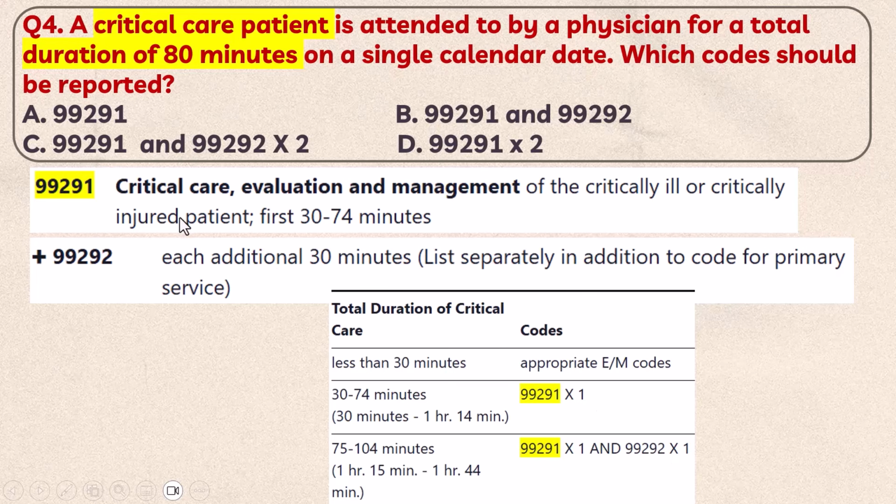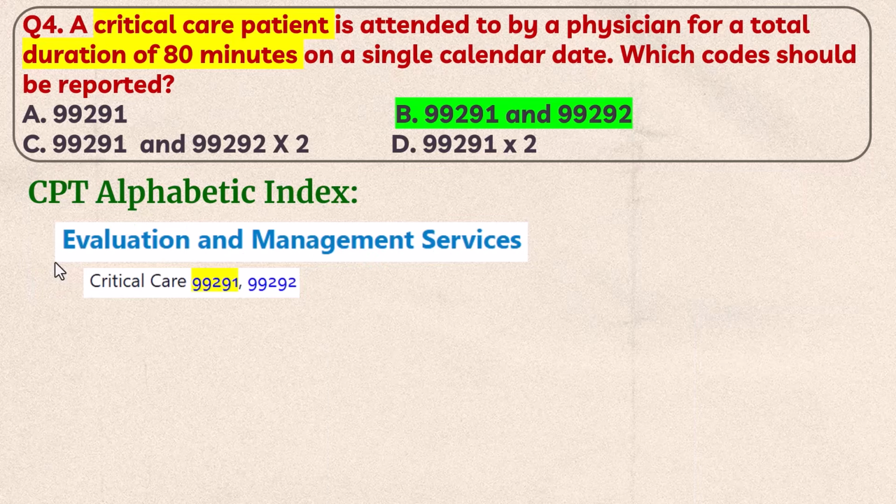So if the additional time is even 1 minute, you can use the add-on code. So the correct answer will be answer B. If you encounter this case in the real working world, you can use the alphabetic index. Again, go to the main index term evaluation and management services, then go for the subterm critical care. It will lead you to the following two codes. Again, come back to the tabular list and confirm the answer. Once you confirm, the correct answer will be answer B.